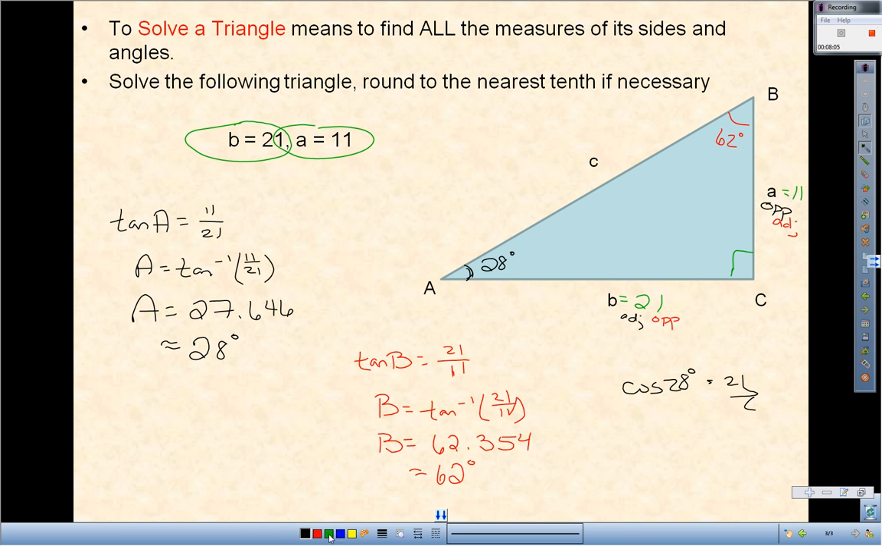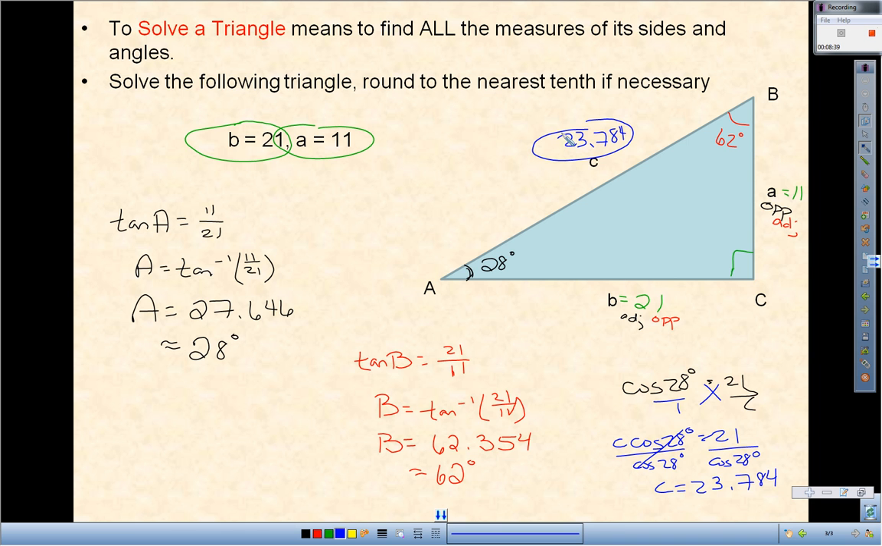And so I'm going to put this over 1, and I'm going to cross multiply, so I'm going to get C cosine of 28 degrees equals 21, and to solve for C, I'm going to divide by cosine of 28 degrees, so I'm going to have 21 divided by cosine of 28 degrees, and that'll give me 23.784. And what's interesting, guys, is that if you didn't want to use cosine, you could use sine, or secant, or even cosecant. That would help also, or Pythagorean theorem, and you would all get the same answer for that as well.